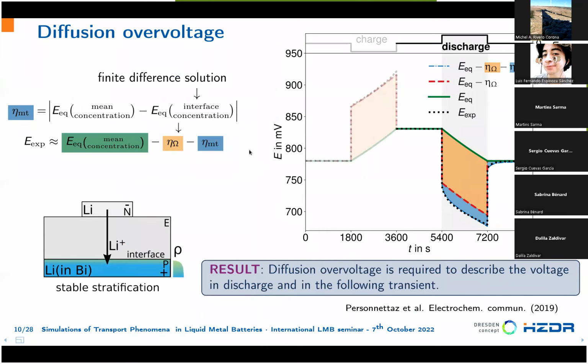Now, if we take the previous model and we plug it inside our mass transport overvoltage equation, we see that we are able to capture extremely well the experimental behavior. So the three contributions, the equilibrium, the ohmic, and the mass transport, are able to describe perfectly what happened in the experiment. They are also able to describe the following transient. So when the current is shut off, there is a concentration profile that has to go to the homogeneous distribution, and this is what we see here. So diffusion overvoltage is required during discharge.